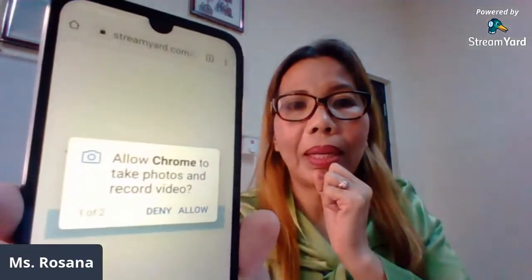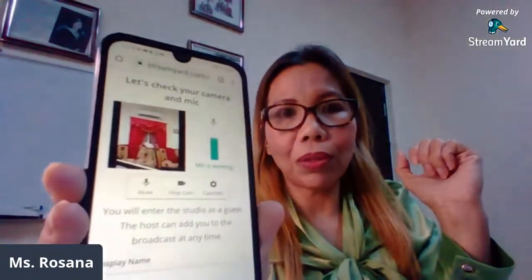Allow mic or cam access. If you disallow it, then you won't be able to speak. So allow it, but you can disallow the camera later. Allow the mic access and then click allow. And then again click allow. Okay, so I clicked allow, so I can come up to the studio and talk to the teacher.